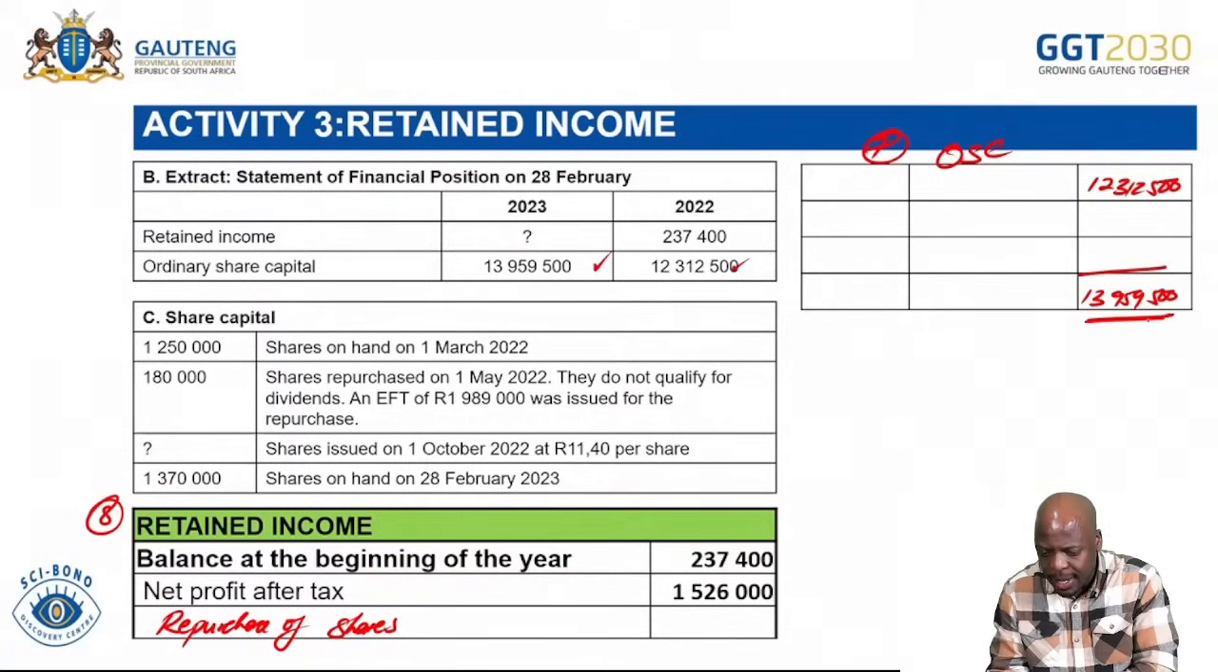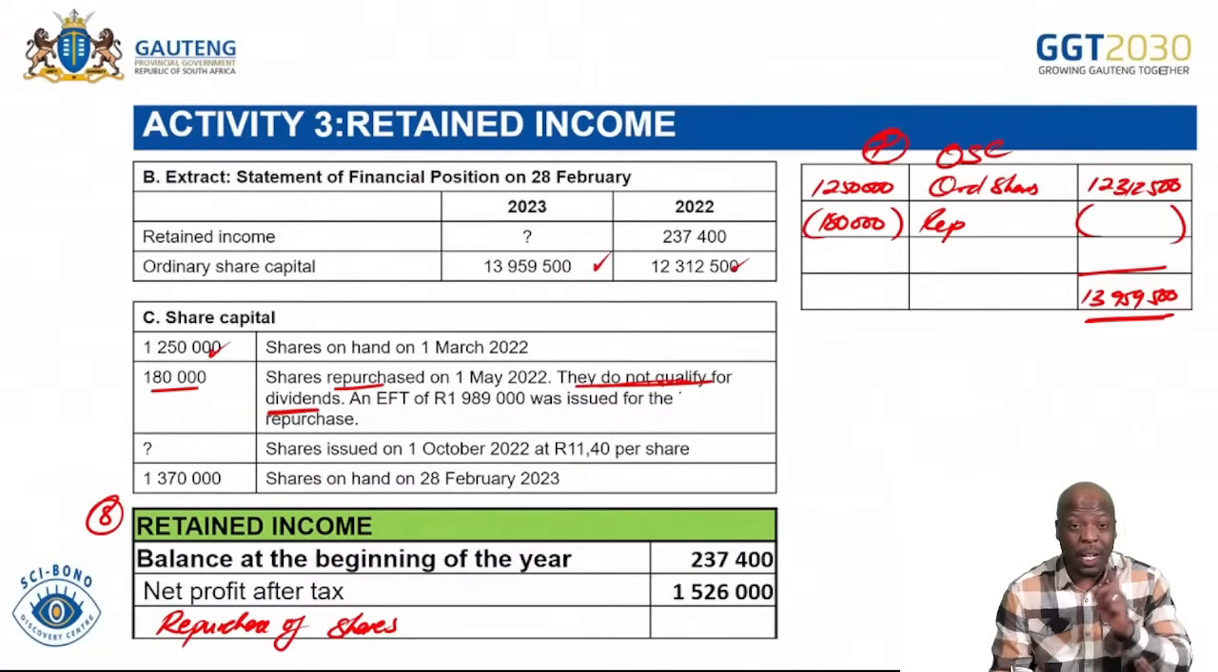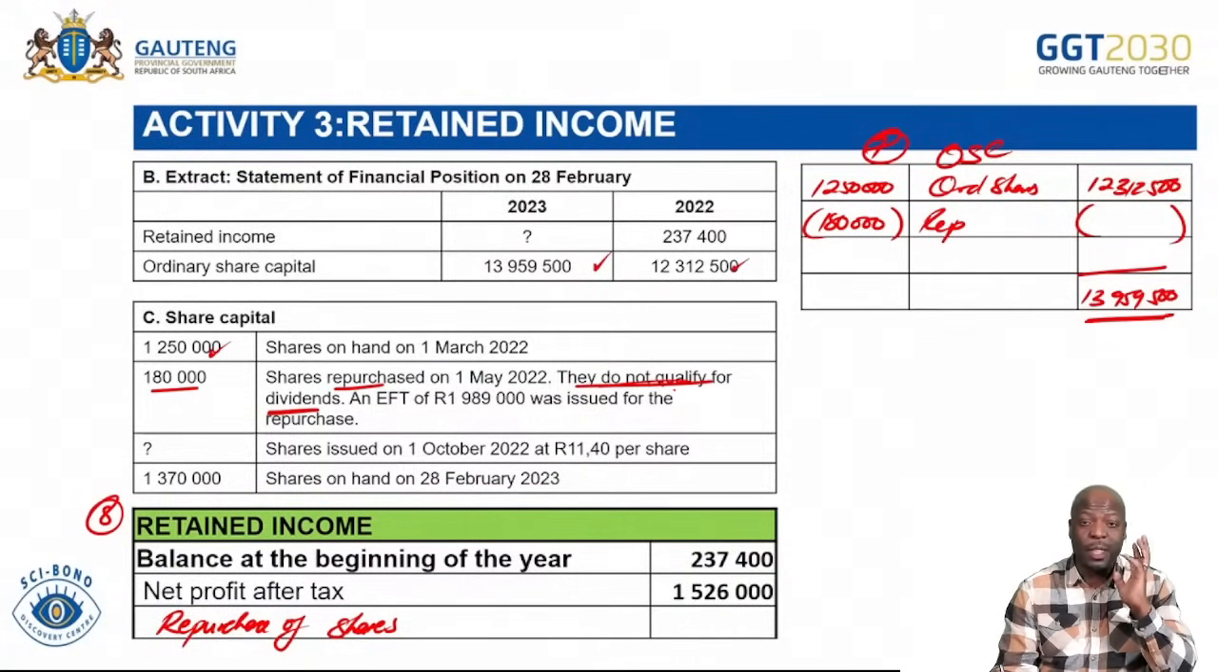So this is at the end here. Let's come here now. At the beginning, there was 1,250,000 shares. These are ordinary shares at the beginning. Then 180,000 shares were repurchased. That means brackets everywhere before I even do anything. I come here, then I say 180,000 shares repurchased, and they do not qualify for dividends. You hear this? Very important. We're going to come back to this. The moment they tell you that they do not qualify for dividends, you should take note of that.